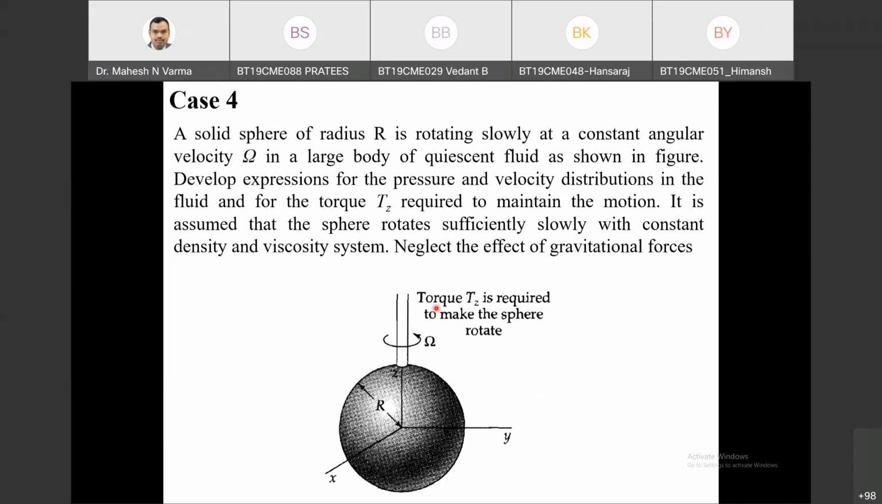of omega. It is assumed that the sphere rotates sufficiently slowly, so there is no very fast movement of the sphere. So laminar flow, slowly, at constant density and viscosity, neglect the effect of gravitational force. So whatever the variation of pressure is there, that is because of the centrifugal force and the variation of velocity.